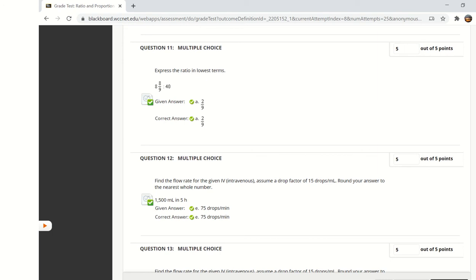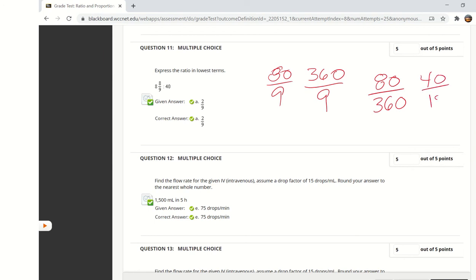Again, a fraction, so we need to convert both of them to ninths. 8 ninths, excuse me, 8 times 9 is 72, plus 8 is 80 ninths. And 40 is going to be 40 times 9, which is going to be 360 ninths. Now we've got 80 over 360. We could divide that by 2 and get 40 over 180. Divide it by 2 again, we would get 20 over 90. And now if we divide it by 10, we would be left with 2 over 9. This one was a little bit more difficult.